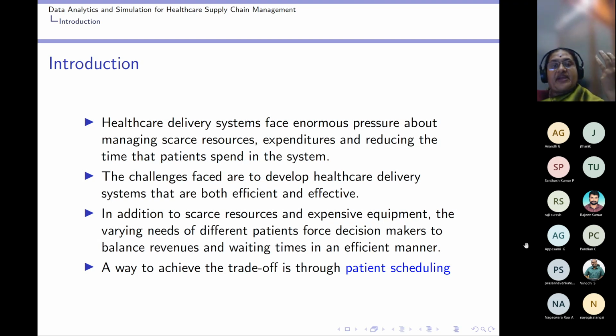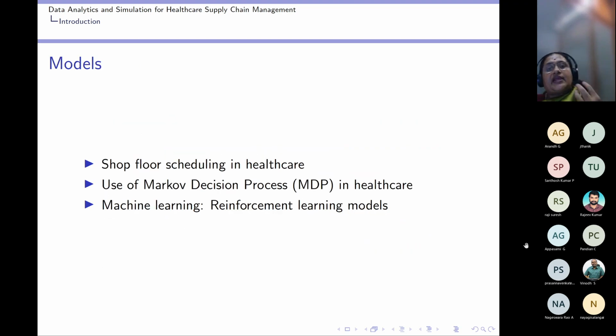As I mentioned, there are three key themes I'm going to address today. One is how this can be addressed by modeling the problem as a shop floor scheduling problem. The other is how to model it as a Markov decision process. And finally, keeping in tune with the times, how this can be looked at through machine learning, and how reinforcement learning models can work.